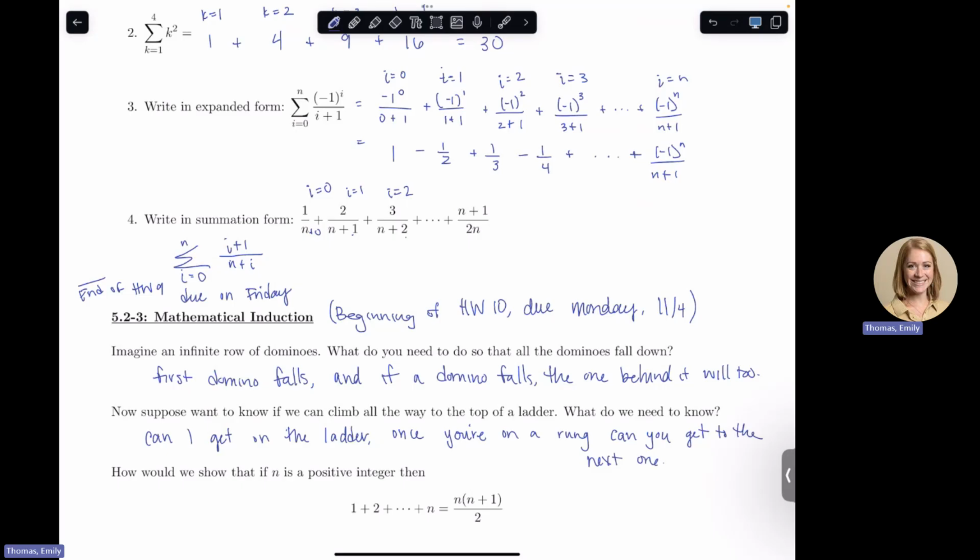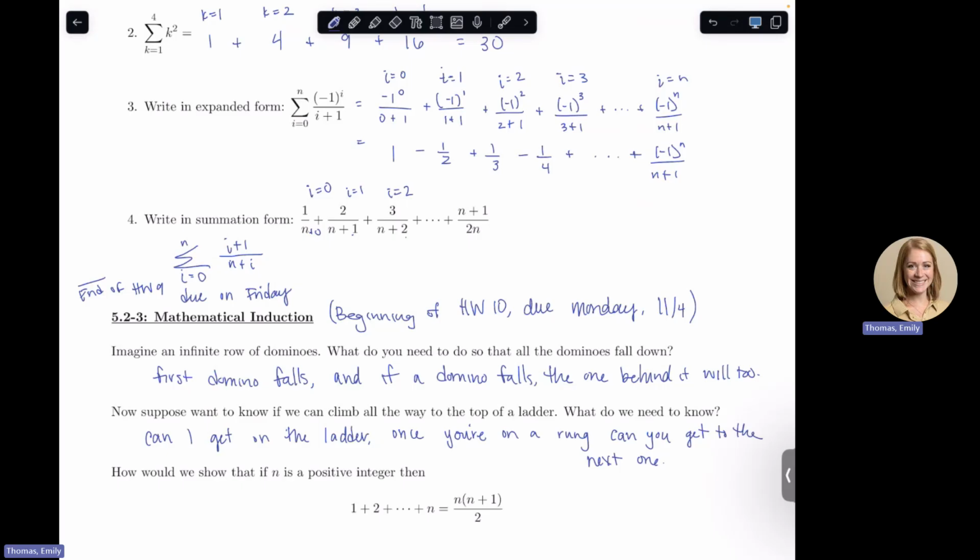So to knock down a bunch of dominoes, you need to know that you can knock down the first domino, and that after that, every domino will knock down the one behind it. If you're trying to climb a ladder, and this is an analogy that makes more sense to you, then you want to know that you can get on the ladder at all, and then that once you're on the ladder, you have the ability to climb. So if you're on a step, you can get to the next step.